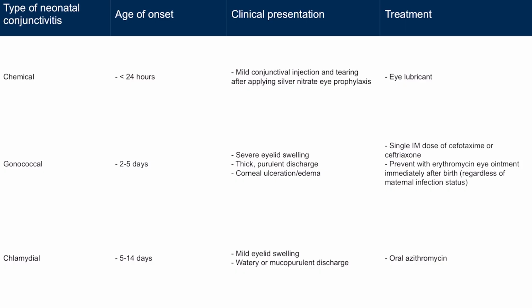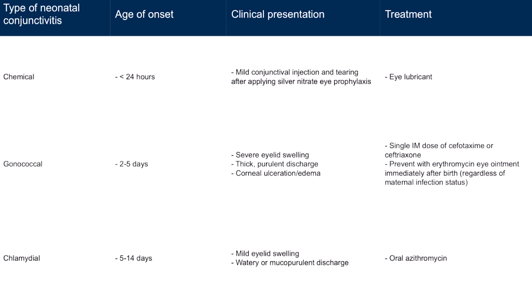Neonatal conjunctivitis is conjunctival infection within the first 28 days of life. Due to serious sequelae, the different etiologies based on the age of symptom onset, and the different treatment strategies, it's worth discussing neonatal conjunctivitis separately in the form of a table. Chemical conjunctivitis occurs within the first 24 hours after birth. It is characterized by mild conjunctival injection and tearing after applying silver nitrate eye prophylaxis.